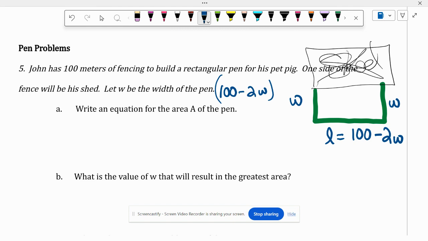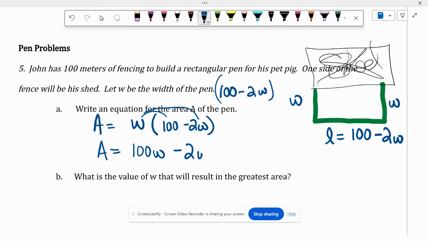Write an equation for the area of the pen. So remember that the area is length times width. So W times 100 minus 2W. Okay. I'm going to go ahead and distribute because I think that's important. So we have a simplified equation. So the area is 100W minus 2W squared.